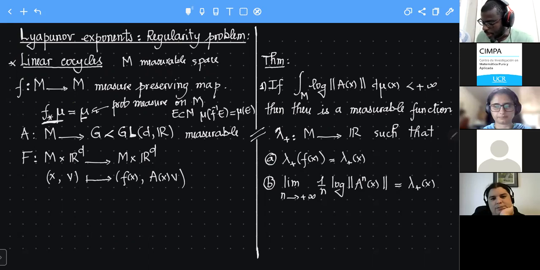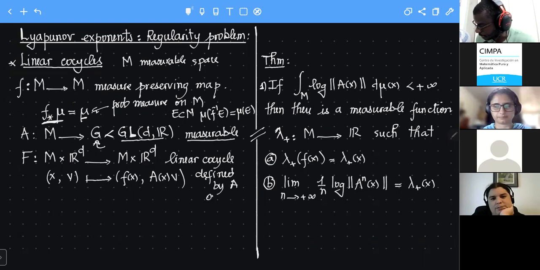I will also consider a measurable map A from M to a subgroup of the general linear group, which is the group of d by d invertible matrices. I will assume this map to be measurable. We say that F is a linear cocycle defined by A over small f. This is a skew product map.